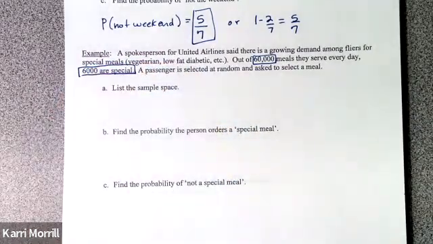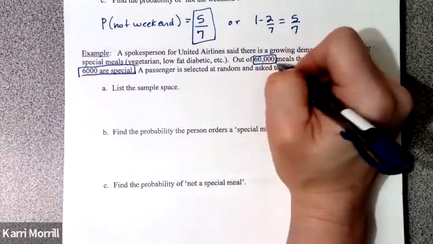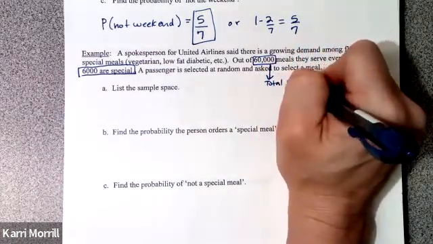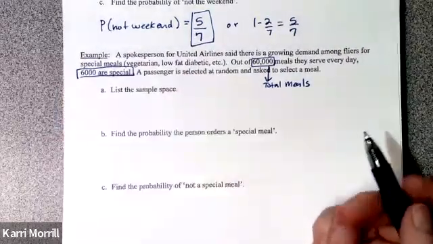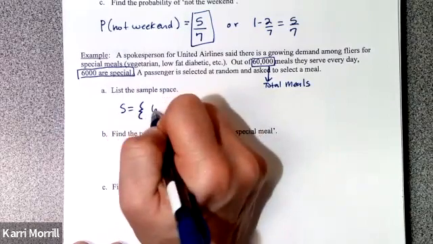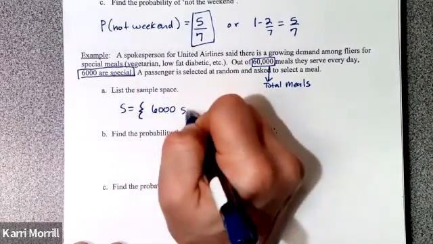A passenger is selected at random and asked to select a meal. So if there are a total of 6,000 meals, this is total meals, which include the special meals. When we list our sample space, we do need to think a little bit. We don't just say there are 6,000 special meals.